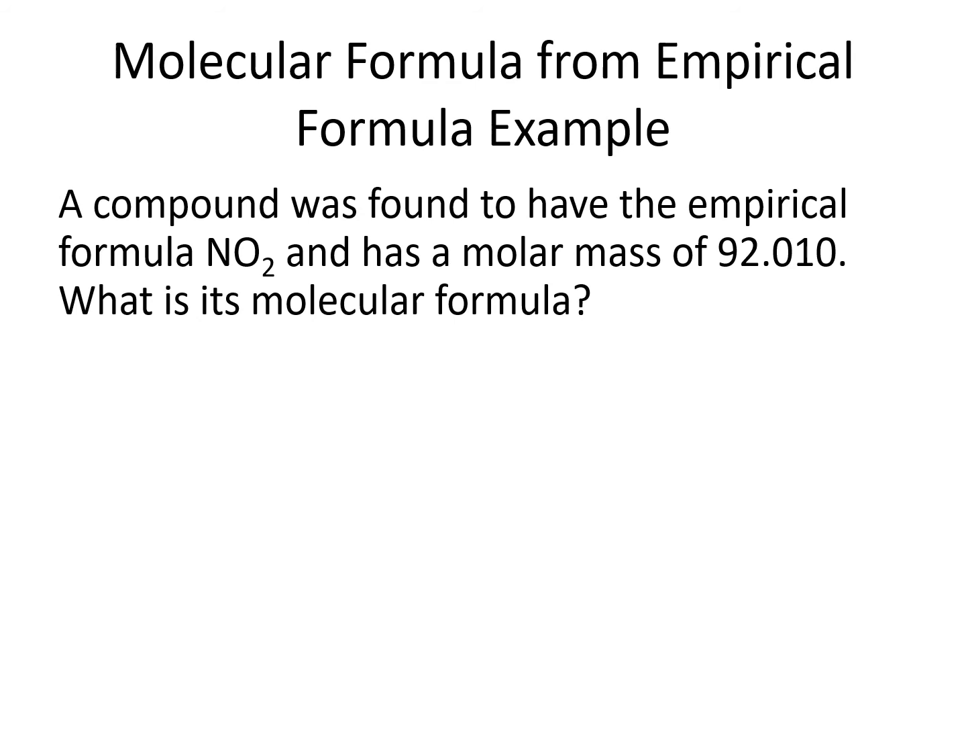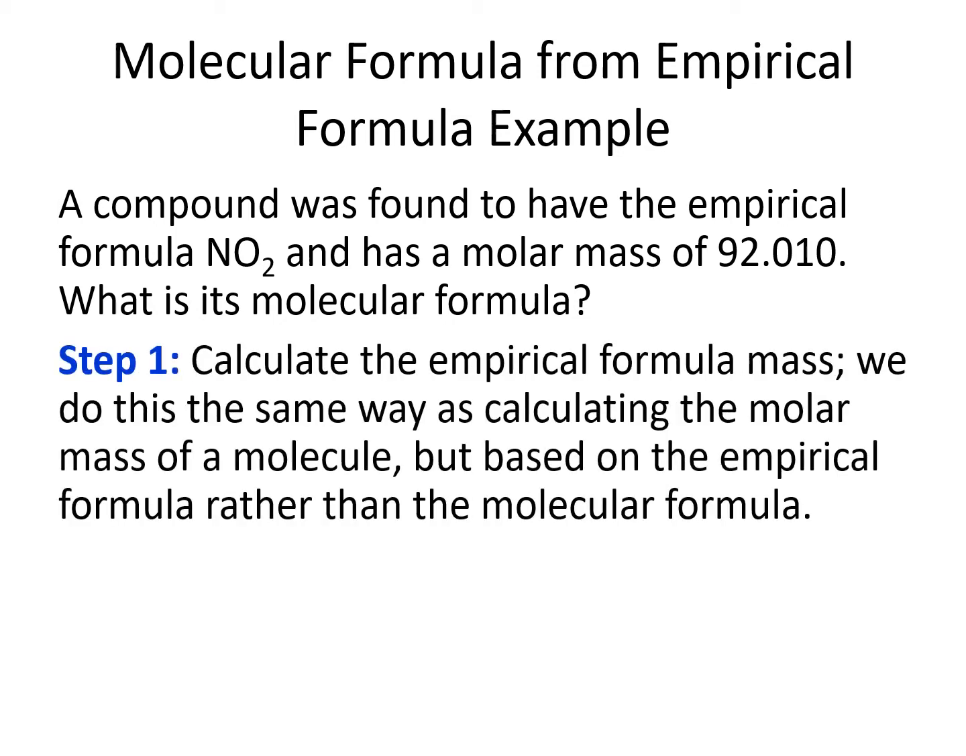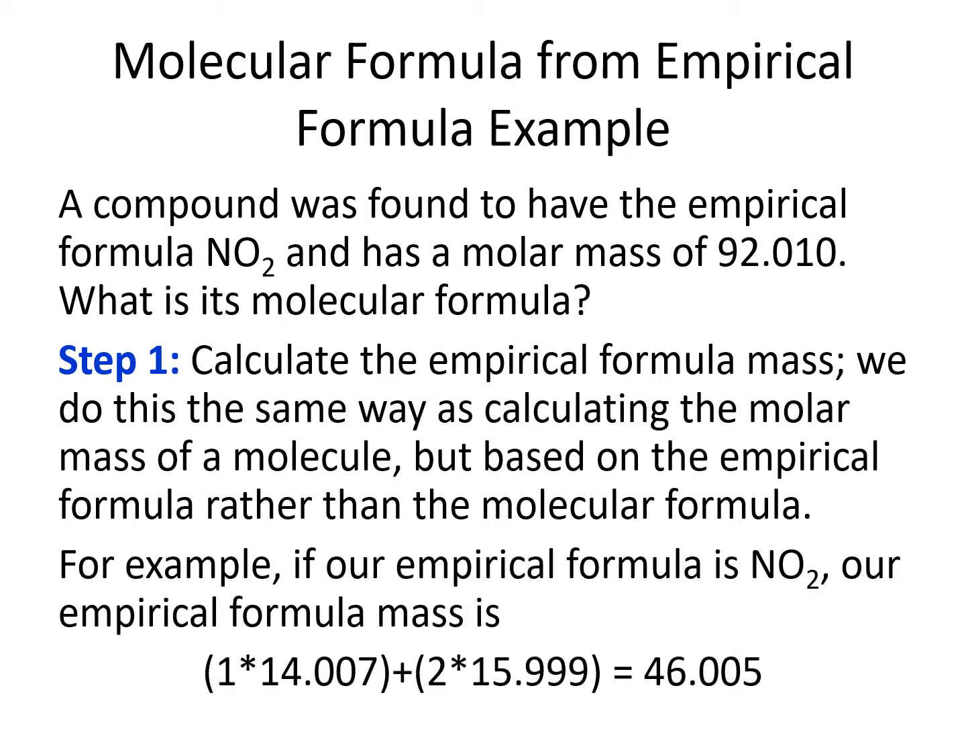Here's an example. We're trying to find the molecular formula of a compound which has the empirical formula of NO2. We're also told that this particular compound has a molar mass of 92.010. Our first step is finding an empirical formula mass. We're going to do the calculation as if the molecule were just NO2. We take 1 times the mass of nitrogen plus 2 times the mass of oxygen from the periodic table and add them up. The empirical formula mass would be 46.005.